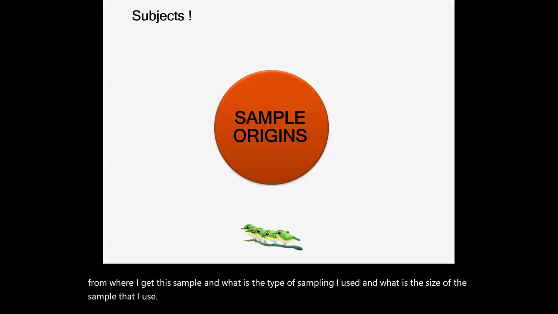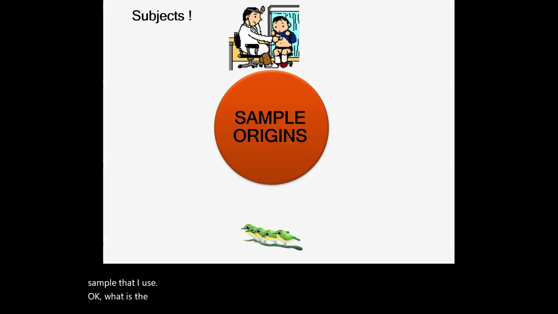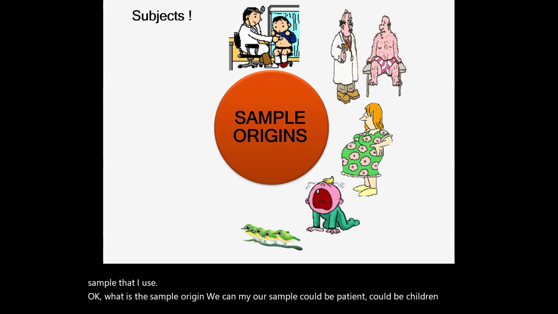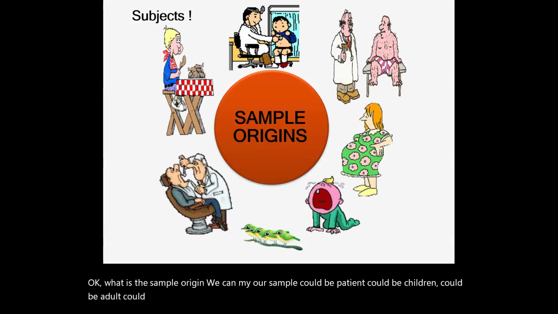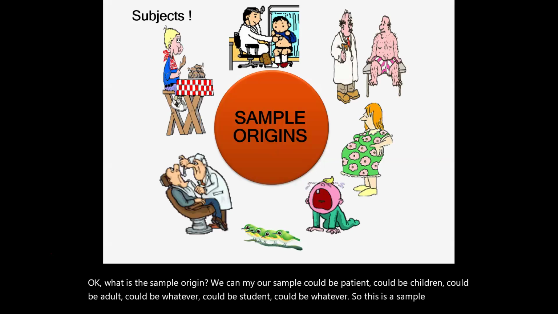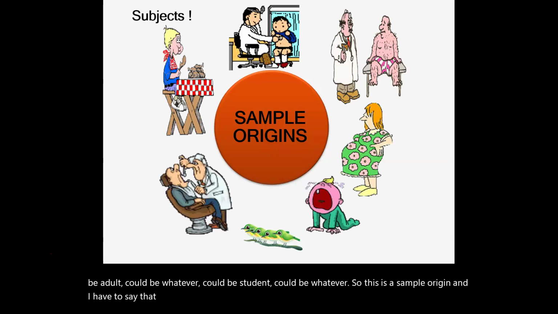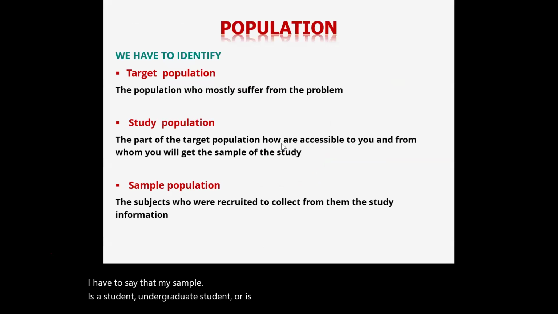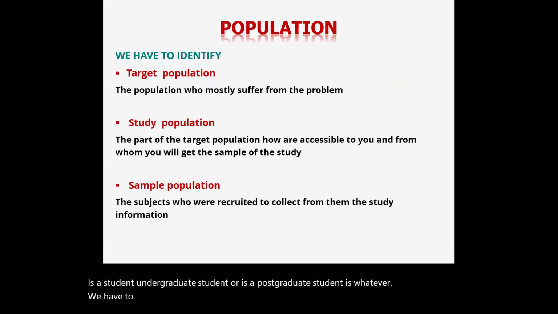Okay, what is the sample origin? Our sample could be patients, children, adults, students, or whatever. So this is the sample origin, and I have to say that my sample is undergraduate students, or postgraduate students, or whatever. And then we have to define the population. In order to describe the sampling, we have to know what the population is.